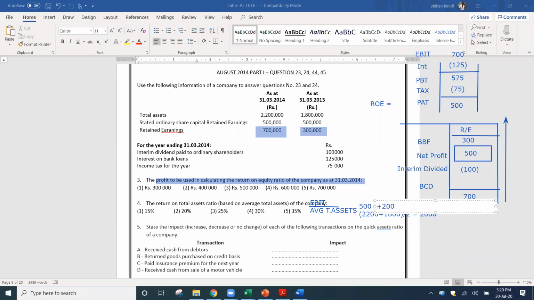So 700 divided by 2,000. We're getting 35%. Okay, so we took earnings before interest and tax over the average total assets.